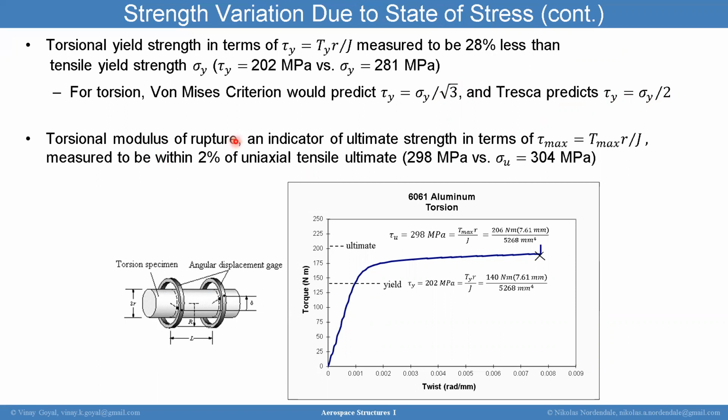Torsional modulus of rupture, which is an indicator of ultimate strength, was measured to be within 2% of the uniaxial tensile ultimate. And here you can see the different values plotted. You have the yield here, you have the ultimate here, and the failure happening here. So clearly you have discrepancies depending upon what the state of stress is, right, Nico?